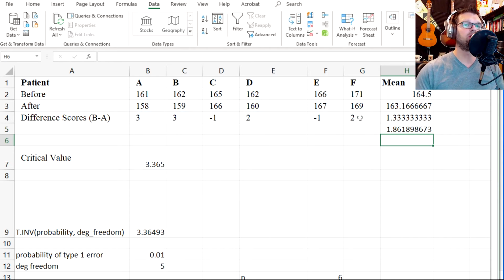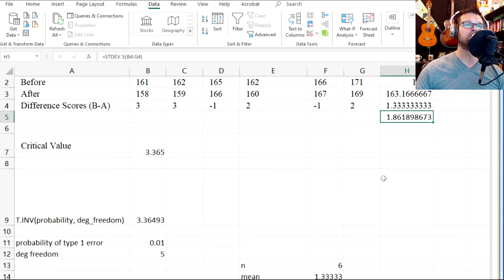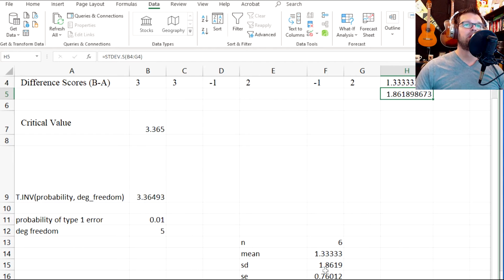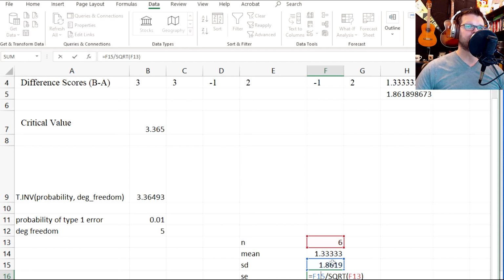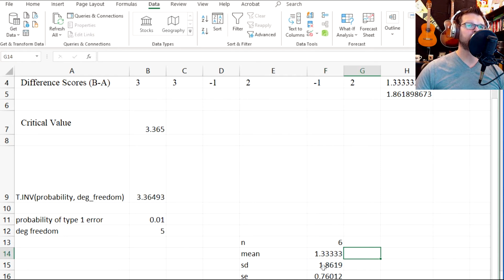For some of you, you're going to have an issue with doing that. Sometimes it doesn't like doing smaller samples like 5 or 6, and you might need to do it by hand, but it gives me the standard deviation. So I put the standard deviation in right there. Then in order to get the standard error, just take the standard deviation divided by the square root of n.